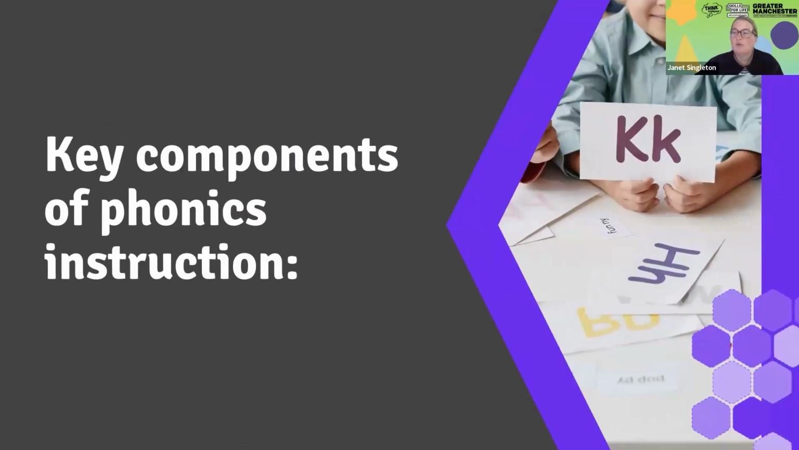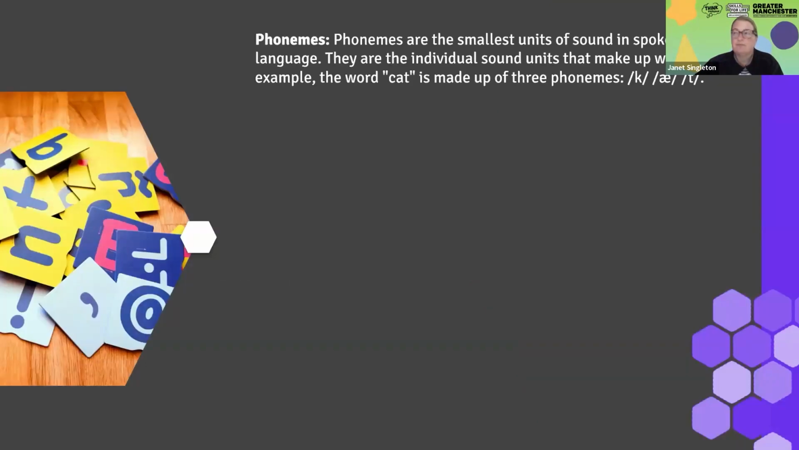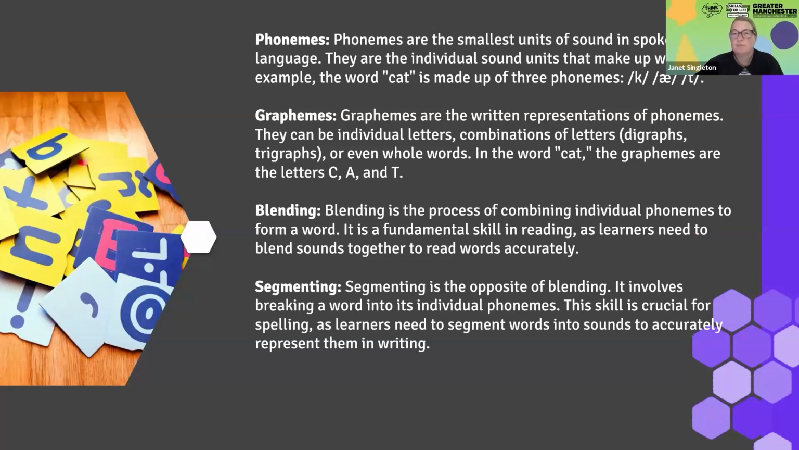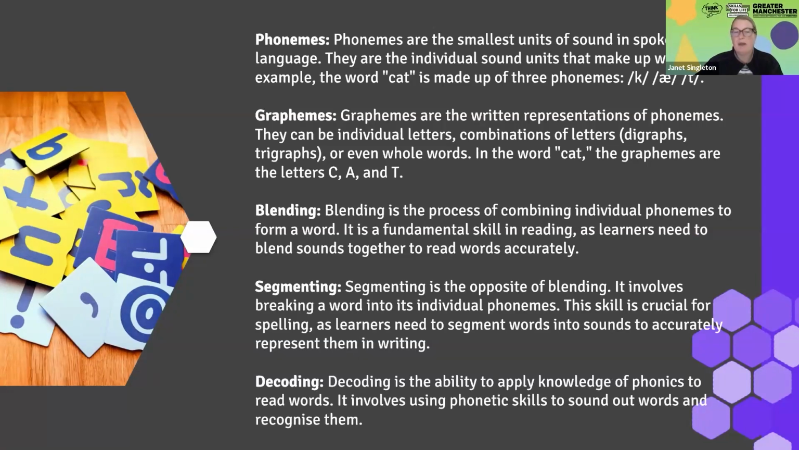Okay, so we're going to go through some of the key components of phonics instruction. So I'll put these on and then I'll talk through them. Here we go. Okay, so phonemes. And phonemes we have mentioned a couple of times already in the session, haven't we? Phonemes are the smallest units of sound in spoken language. They are the individual sound units that make up words. So for example, the word cat is made up of those 3 phonemes: c, a, t.